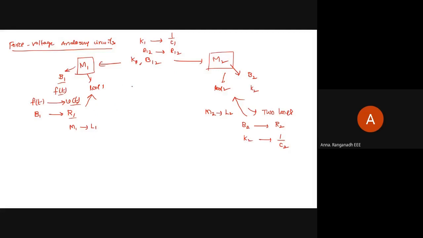After writing these elements, we need to form the electrical circuit. How to form the electrical circuit? We'll see right now. Already I told you about elements strictly restricted to loop 1, so we are going to follow loop 1. One thing is these two elements are connected between the two loops. So just I'm going to write, B12 is analogous to R12, so therefore it is R12. And K1 is analogous to 1 by C1.